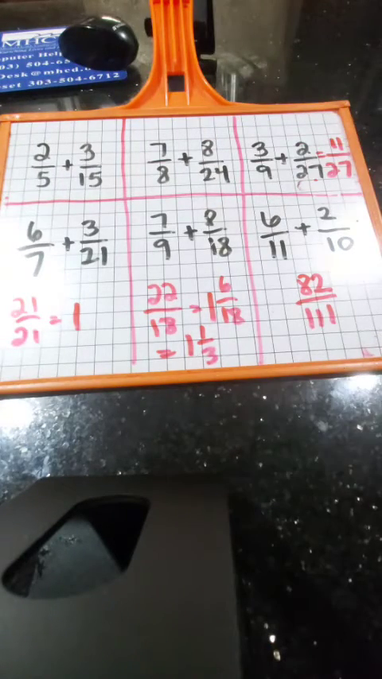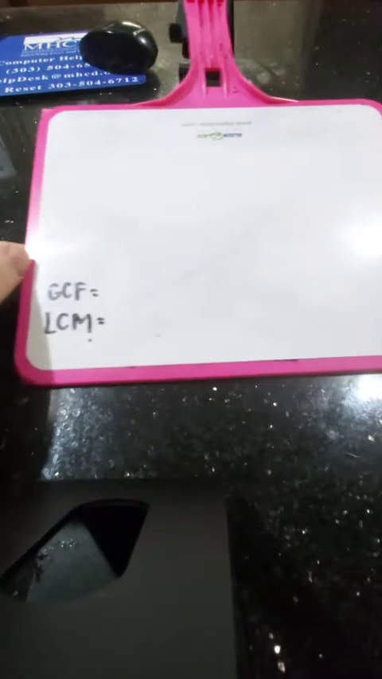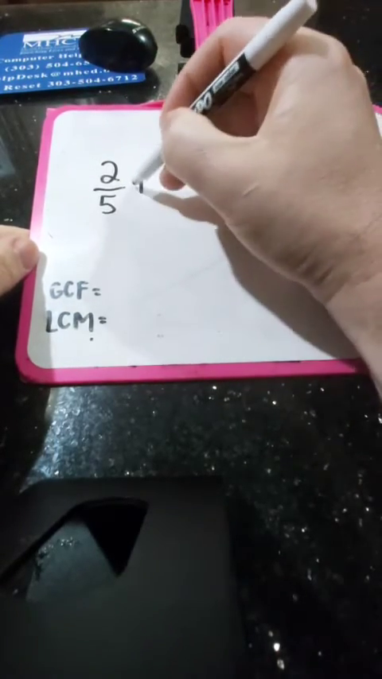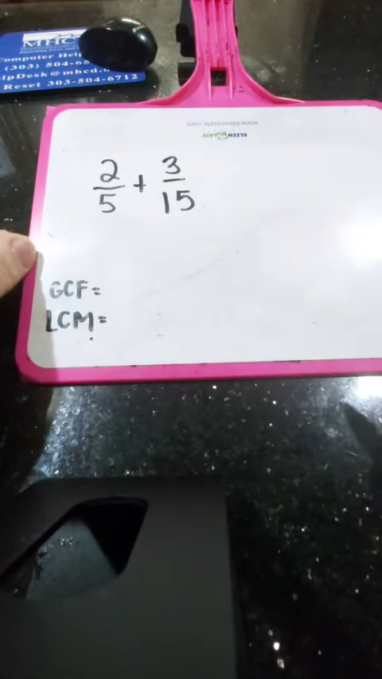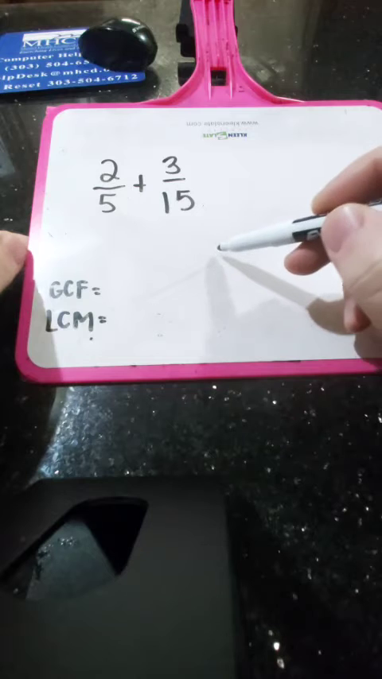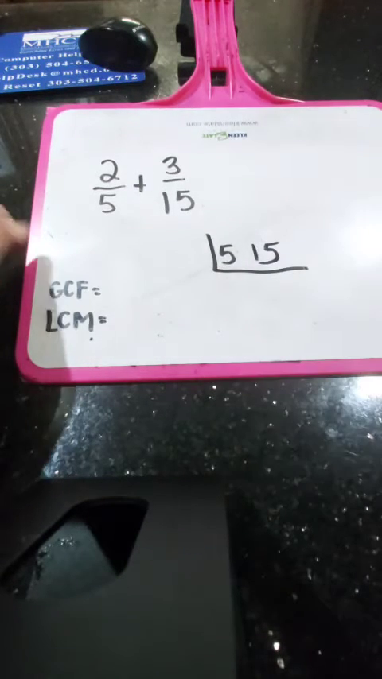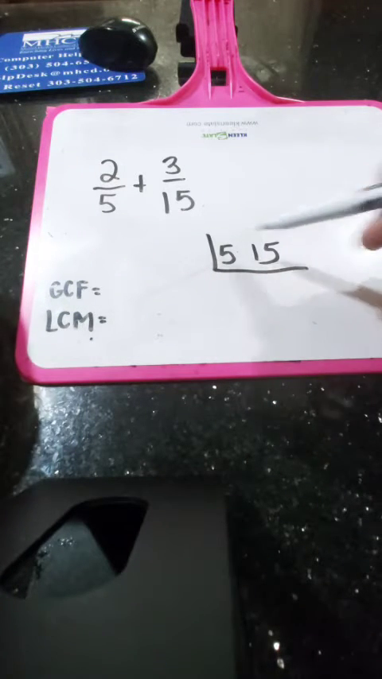So we have 2/5 plus 3/15. All right, so we're going to use our ladder method here. We're going to put our 5 and our 15 inside of our ladder. All right, so what is the smallest prime number that can both go into 5 and 15?